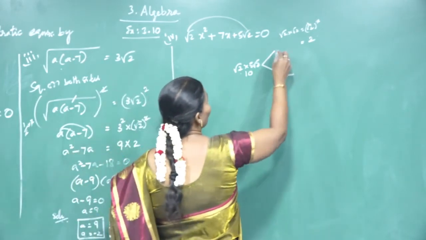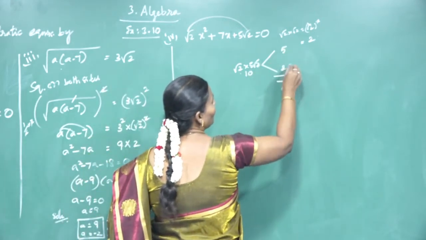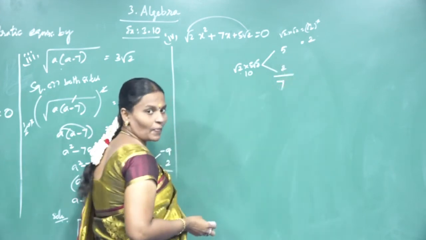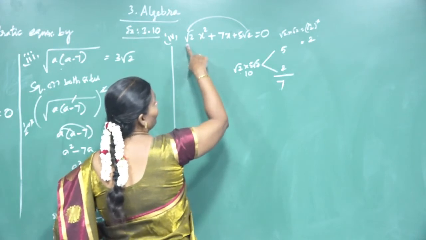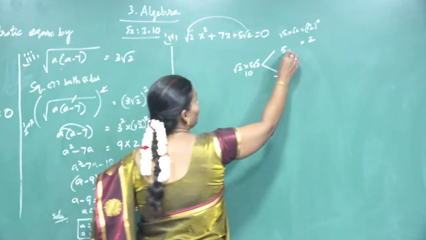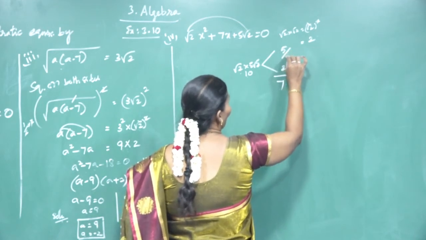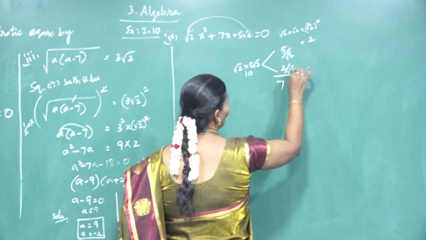So which two numbers do we take? 5 and 2. 5 2s are 10, and 5 plus 2 is 7. Here we multiply the quotient of x square, root 2, so that must be divided here. Which number? 5 by root 2, and here 2 by root 2.